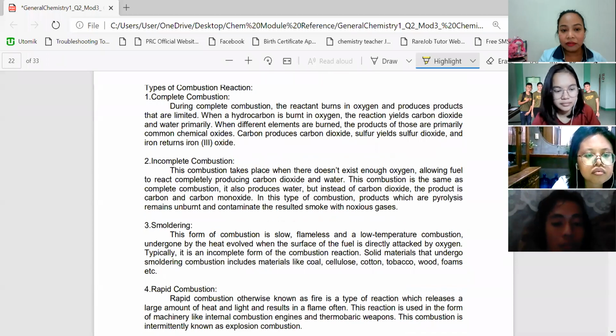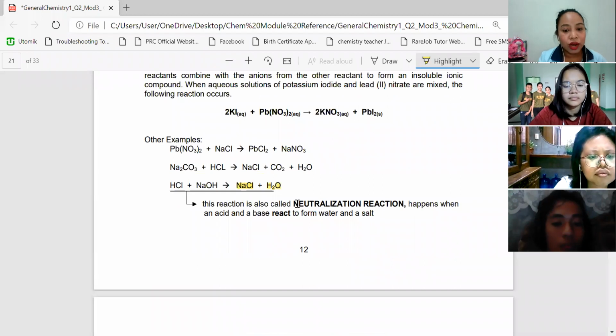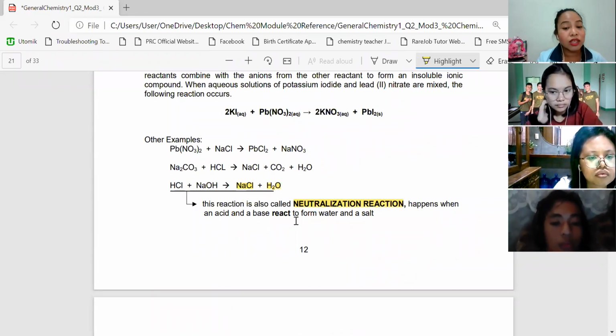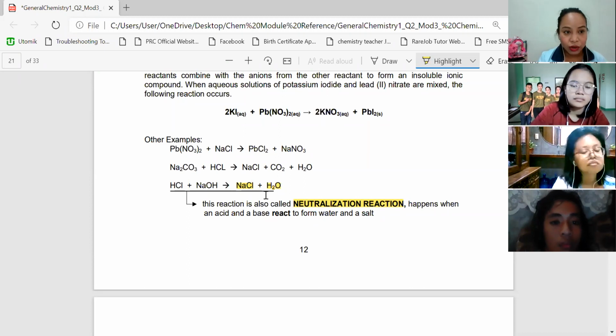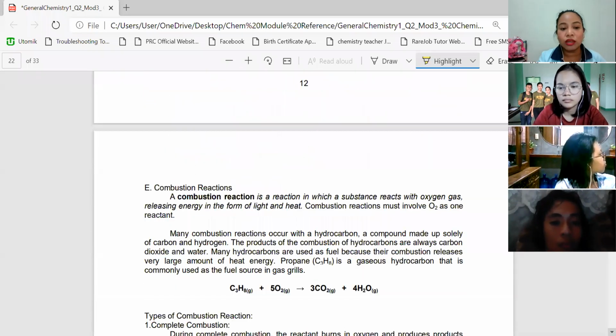Now, if you have, in case, like acid plus base, this will have a salt and water. This is what we call a neutralization reaction, where acid reacts to base to form water, because water is neutral when we talk about pH. So, instead of having high pH and low pH, mahimo neutral, ma-zero siya. That's why we call it neutralization reaction.